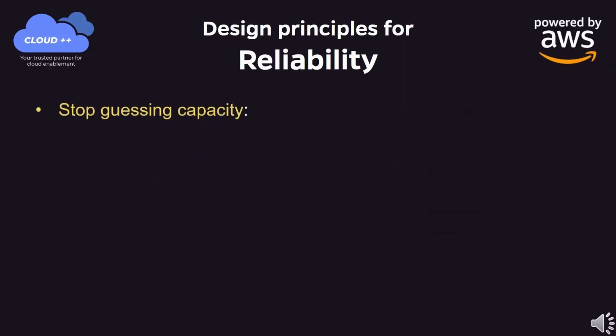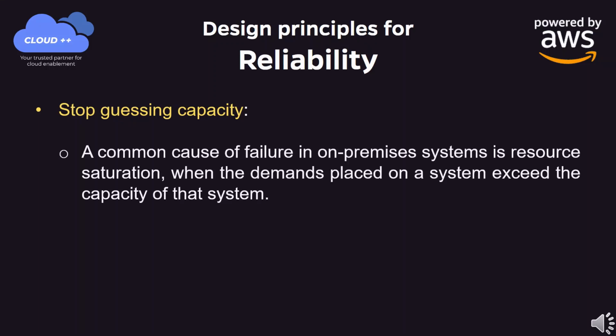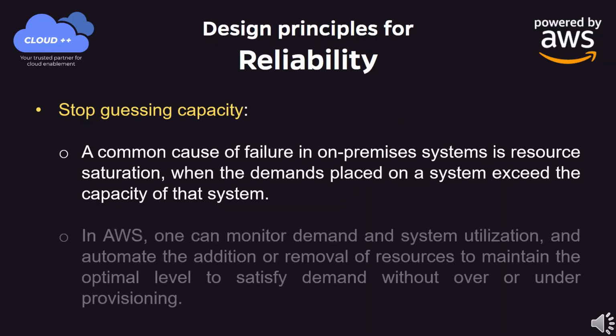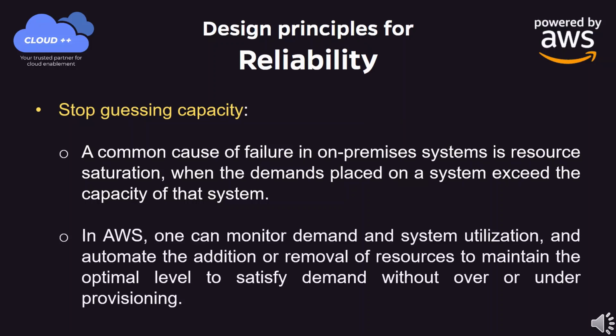Stop guessing capacity. A common cause of failure in on-premises systems is resource saturation, when the demands placed on a system exceed the capacity of that system. In AWS, one can monitor demand and system utilization, and automate the addition or removal of resources to maintain the optimal level to satisfy demand, without over or under provisioning.